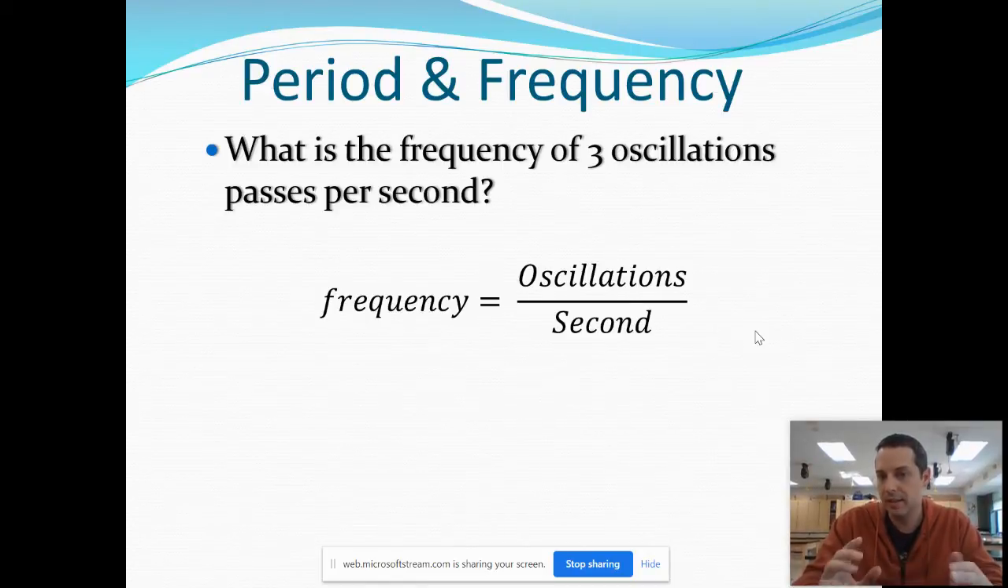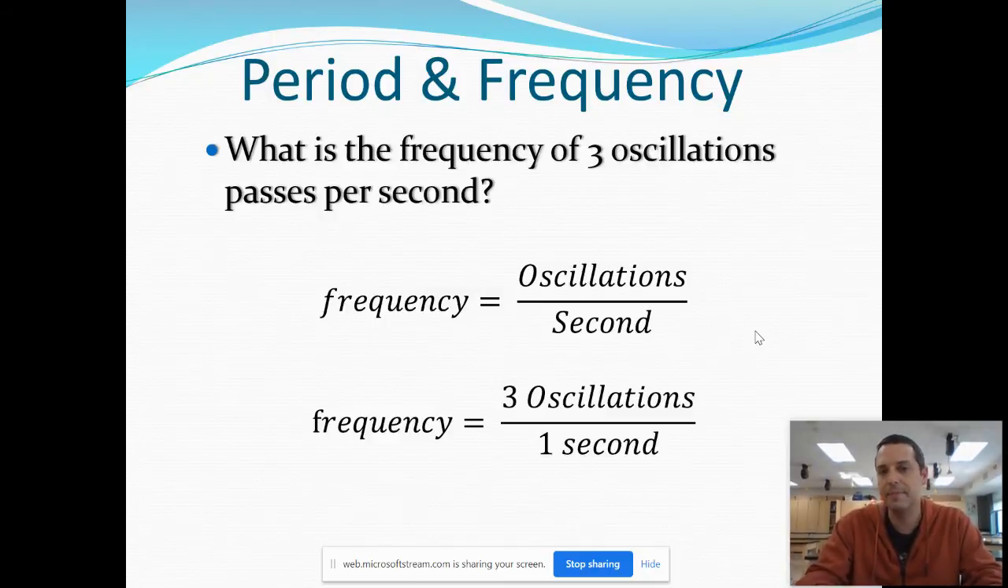Here they say we have an equation. This is not in your reference table, but the whole definition of frequency is identifying how many times a periodic oscillation happens in a period of time. In this example, they say that there are 3 oscillations in 1 second. So if we were to mathematically calculate the frequency, 3 oscillations per second is what we're looking at. And the answer to this would be 3 hertz.